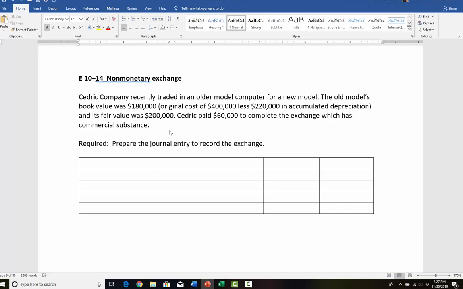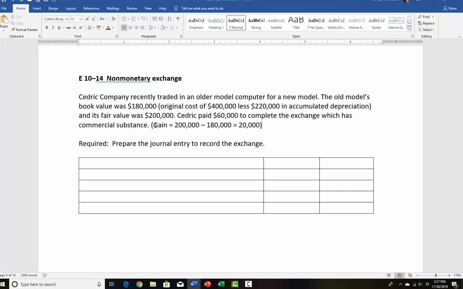Now, what is the first question we want to ask ourselves? Is there a gain or a loss? Book value is $180,000. Fair value is $200,000. So we have a gain, and our gain is $20,000. I'm going to type that in here. Gain equals $200,000 minus $180,000, and that equals $20,000 gain.